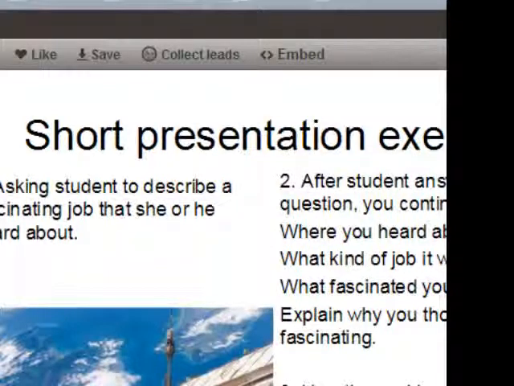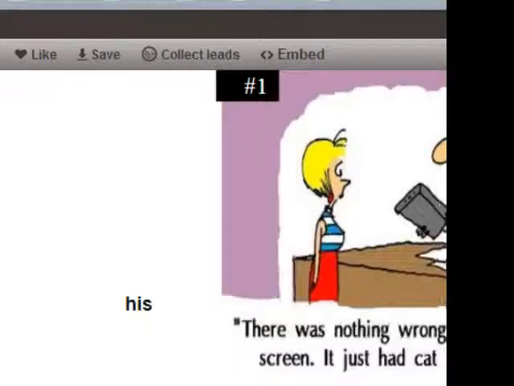Okay, Jingjing, can you hear me? Yeah. Okay, all right, that's fine. Now let's move to the next slide, please. Okay, what do you see there? It's a picture, and there's a sentence. There was nothing wrong with your computer screen. It just had cat hair all over it.